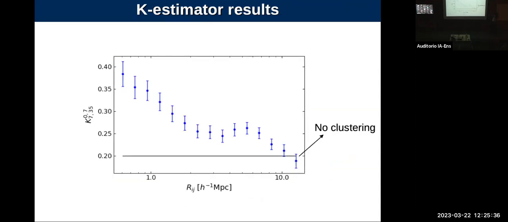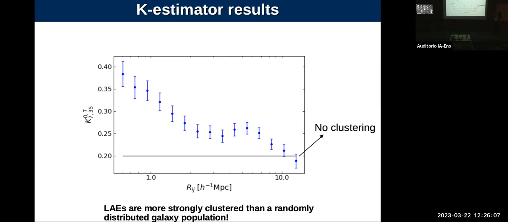If we do that, I plot on the y-axis the K-estimator, so the clustering information, as a function of transverse distance between the galaxy pairs. This straight line here in black is the no clustering baseline. If our data points fell on this straight line, it would mean that there is no clustering in the sample. The objects that we are studying would be randomly distributed. However, what we measure is this clear clustering signal here, which is much above this zero clustering line. This is already telling us that Lyman-alpha emitters, at least in the MUSE-wide survey, are clustered. They are tracing some kind of structure in the universe.